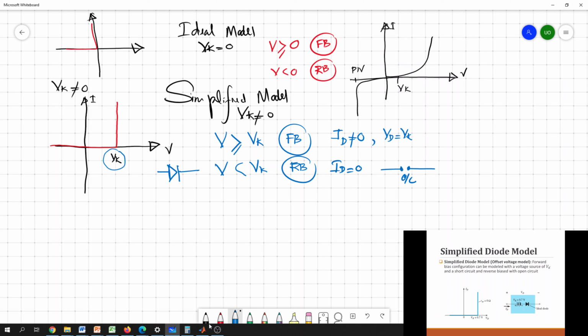So if it is forward bias, there's a current flowing through the network. While this current is flowing, it maintains a fixed DC voltage of Vk. So ideally this particular diode can be replaced like this. This is the diode, and this is actually an ideal diode.